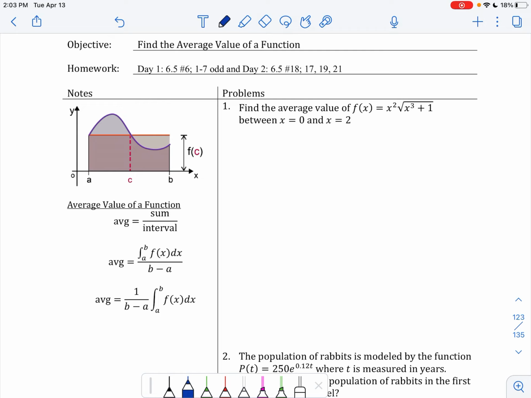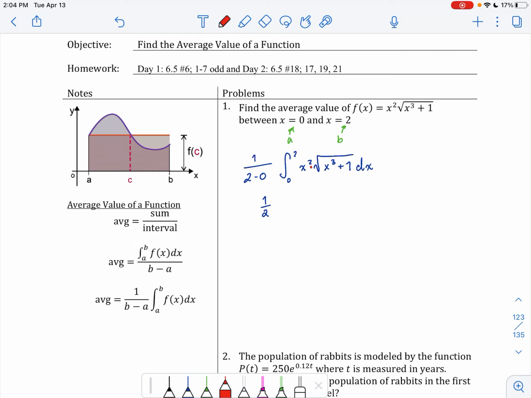Find the average value of f of x is equal to x squared times root x to the third plus 1 between x equals 0 and x equals 2. So we're going to start with the intervals. We've got A and B right here, and we're going to plug that into our formula: 1 over 2 minus 0 times the integral from 0 to 2 of f of x, so x squared times root x cubed plus 1 dx. What we can do quickly is simplify this fraction to just 1/2, and then we need to figure out how to evaluate this integral.